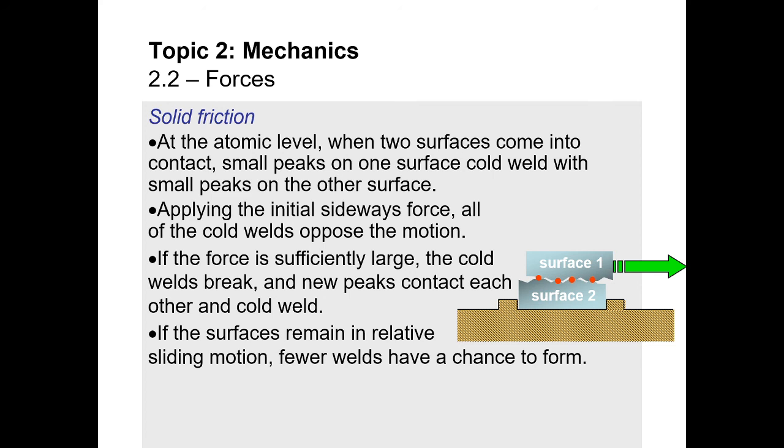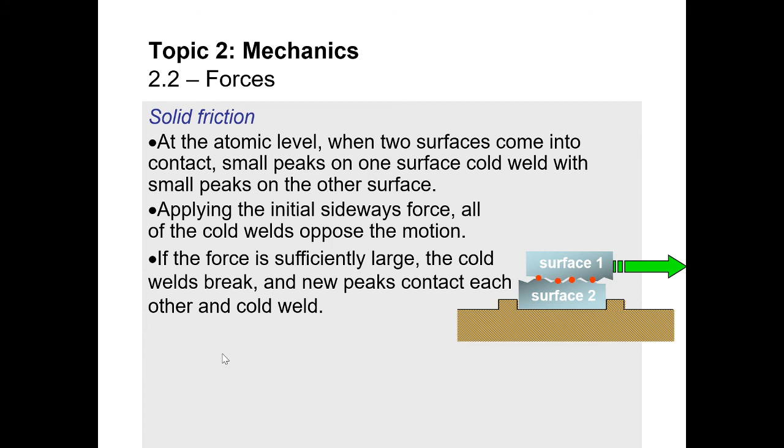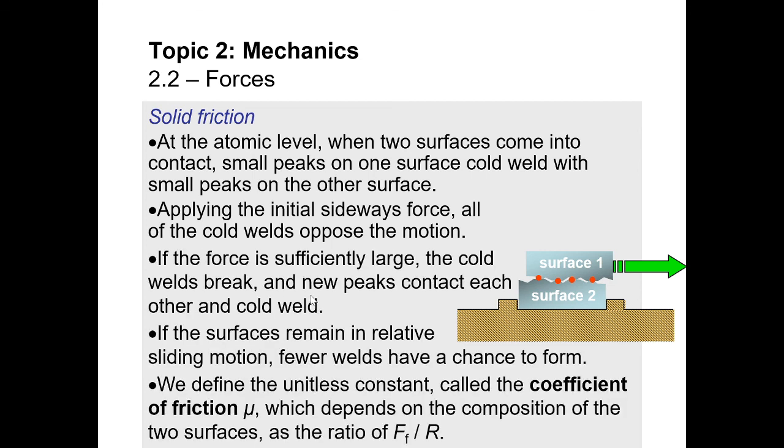Okay, so what is this coefficient of friction? It's a value we use to describe how rough two surfaces are with respect to one another. In reality, this coefficient of friction, which is symbolized by the letter mu, let me go back to the page here for a second.